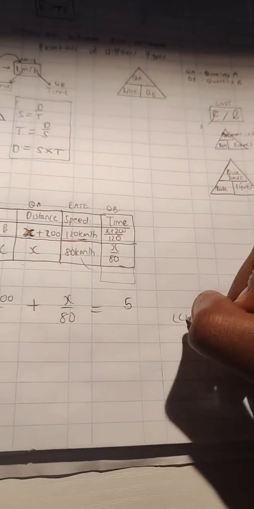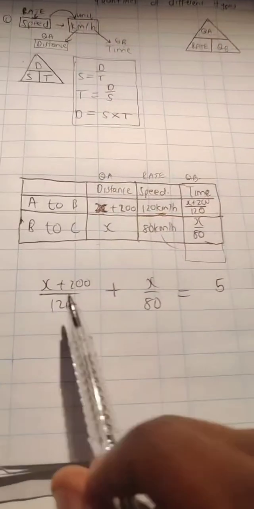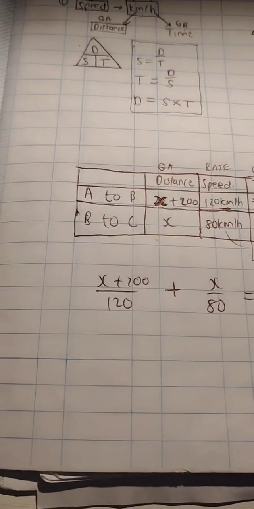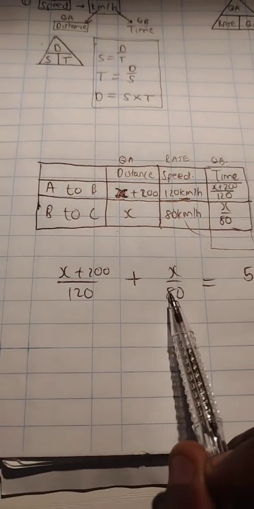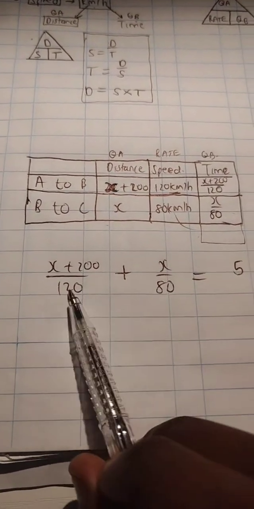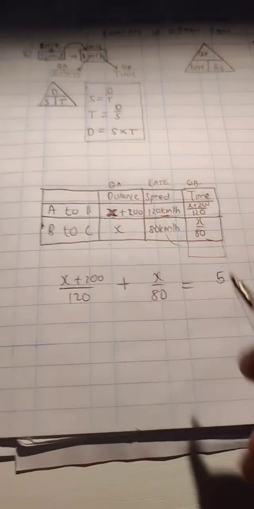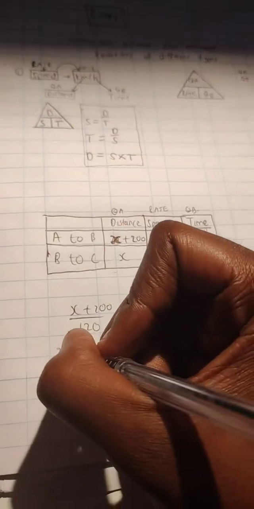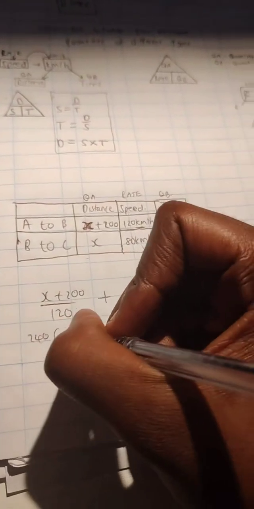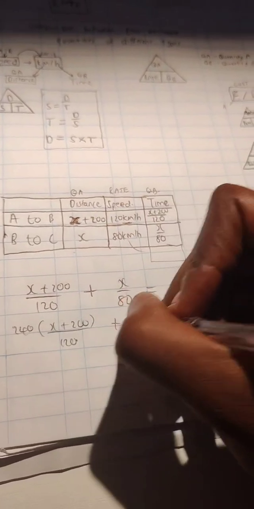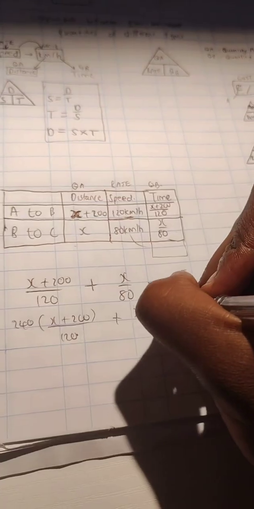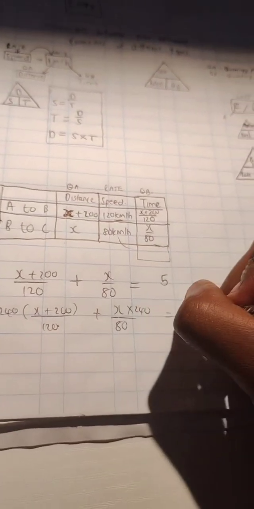So now all you do is solve an equation. You find the LCD between 120 and 80. Obviously, between 8 and 12, you are finding the LCD, you know it will be 24. You count in 8: 8, 16, 24; and 12, 24. So it's 240, the LCD. Then all you do is you multiply everything by 240. Why are you multiplying by 240? To eliminate the denominator.